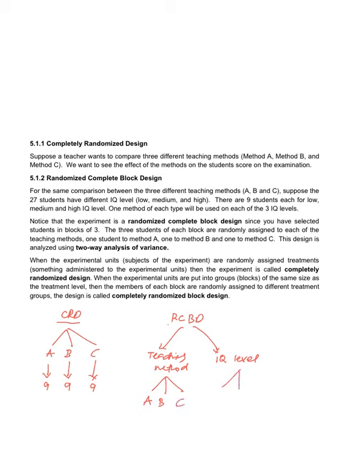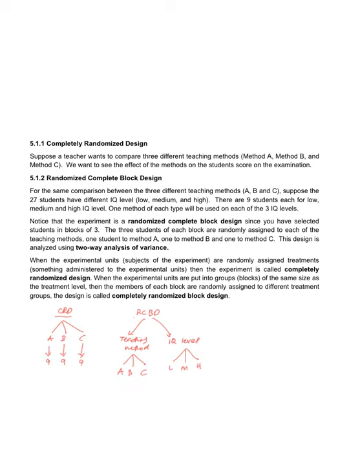IQ level kita ada low, medium and high. Okay, so nanti let's say kalau kita tengok kat statement ni, suppose the 27 student have different IQ level. There are 9 student for low, 9 student for medium and 9 student for high IQ level. So untuk setiap IQ level tu kita akan test on one method of each type will be used on each of the 3 IQ level.